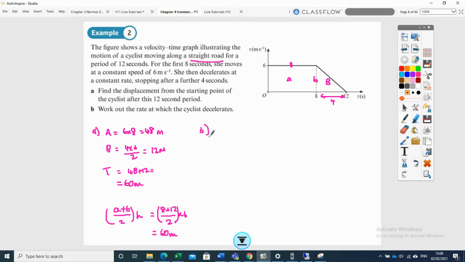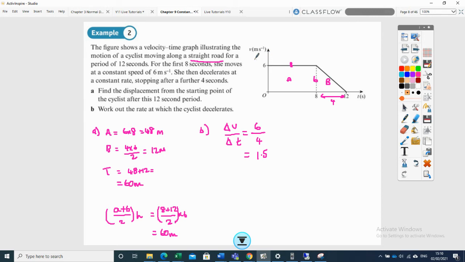Okay, B, work out the rate at which the cyclist decelerates. So remember, the deceleration or the acceleration is worked out using the gradient. So we need the change in velocity divided by the change in time. So in this case, it's gone from 6 meters per second down to 0 meters per second. So the change in velocity is 6. Change in time is 4. So we can work that out. 6 divided by 4 is 1.5.